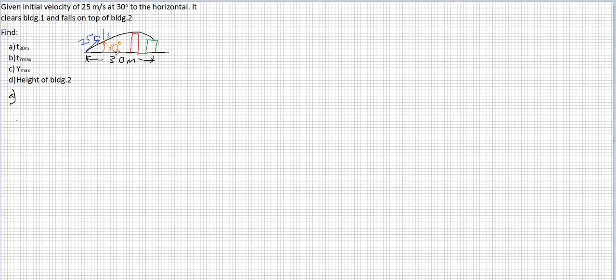Notice this is also the time for it to fall on building 2, which means this is the time of the trajectory. You're asked to find the t30, so the first thing we do is we know that the x distance is equal to 30 meters, but this is also equal to the velocity x times the t, where t here is the t30 meters.